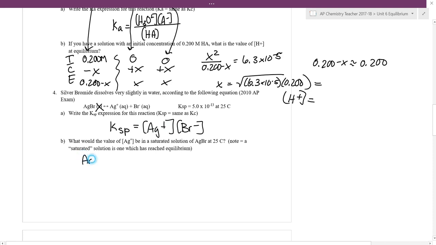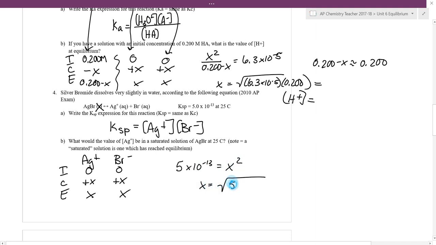And if I set up my ice chart, Ag, Br minus. Initially, when I have just pure water, I've got no ions here. I'm going to form some ions as my silver bromide dissolves. I'm going to end up with this many ions at equilibrium. Go back and plug it into my K expression. KSP is 5 times 10 to the negative 13, and then equals x times x, so that's x squared. So x is going to be the square root of 5 times 10 to the negative 13. And that's going to be the concentration of silver. So this one was pretty straightforward.